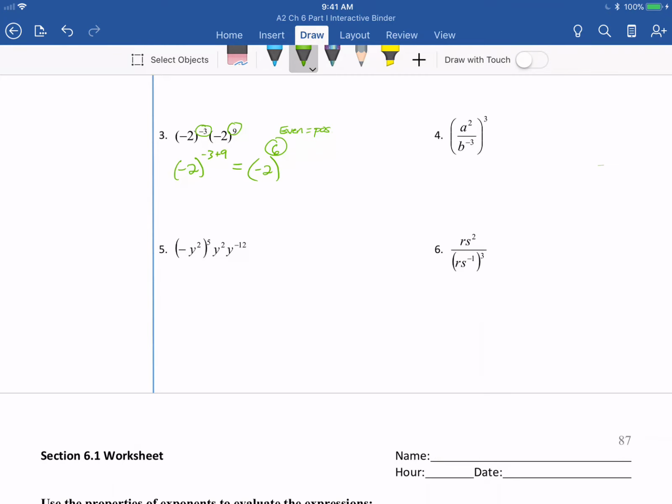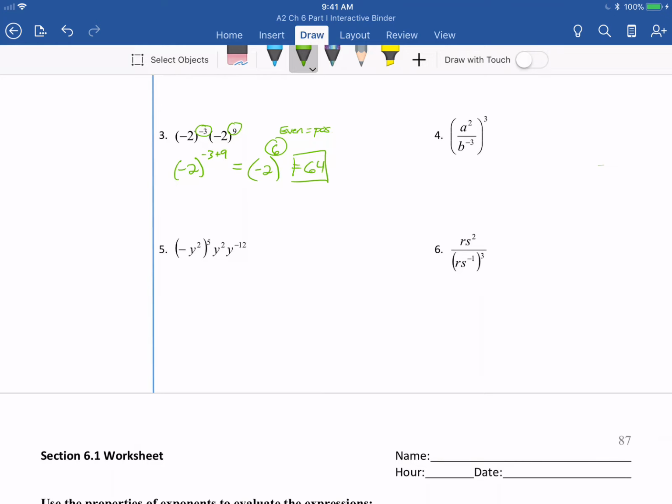All right, awesome. So let me just plug this in my calculator real quick here. Negative 2 raised to the 6th power is 64. So 64 is my final answer there.